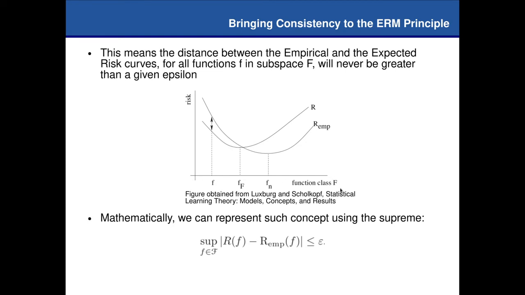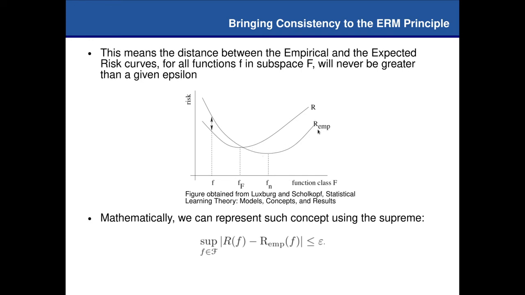Consider this axis has all functions like f1, f2, f3, f4, and so on. Doesn't matter. The worst case is, what is the greatest divergence we have in between the expected and the empirical risk? Assume over here we have some expected risk, and over here we have some empirical risk. Here we have a divergence. Here we have this difference, this absolute difference.